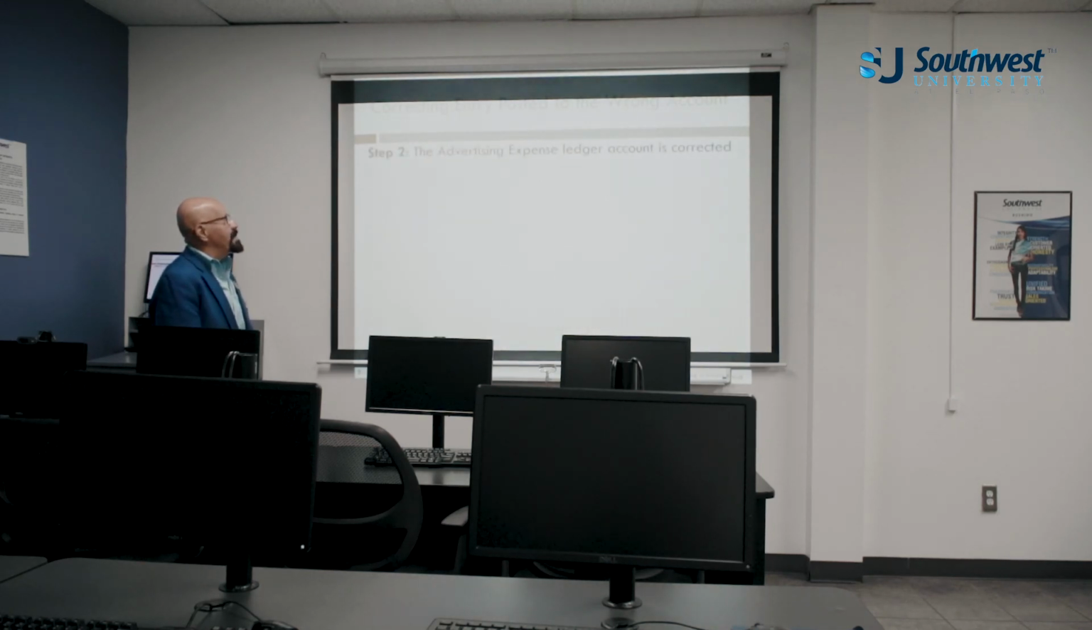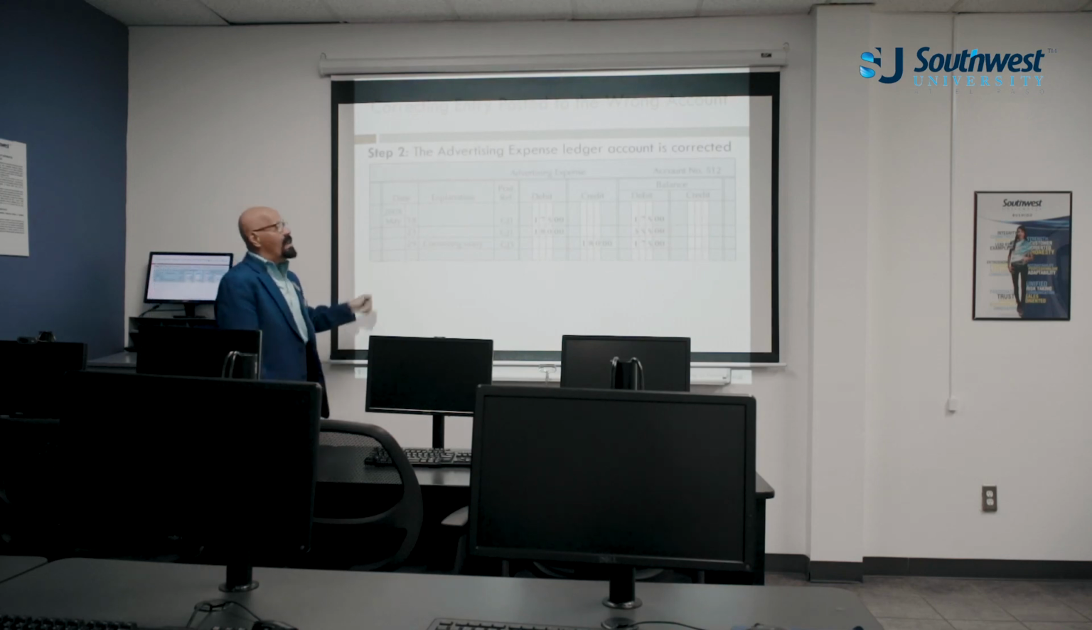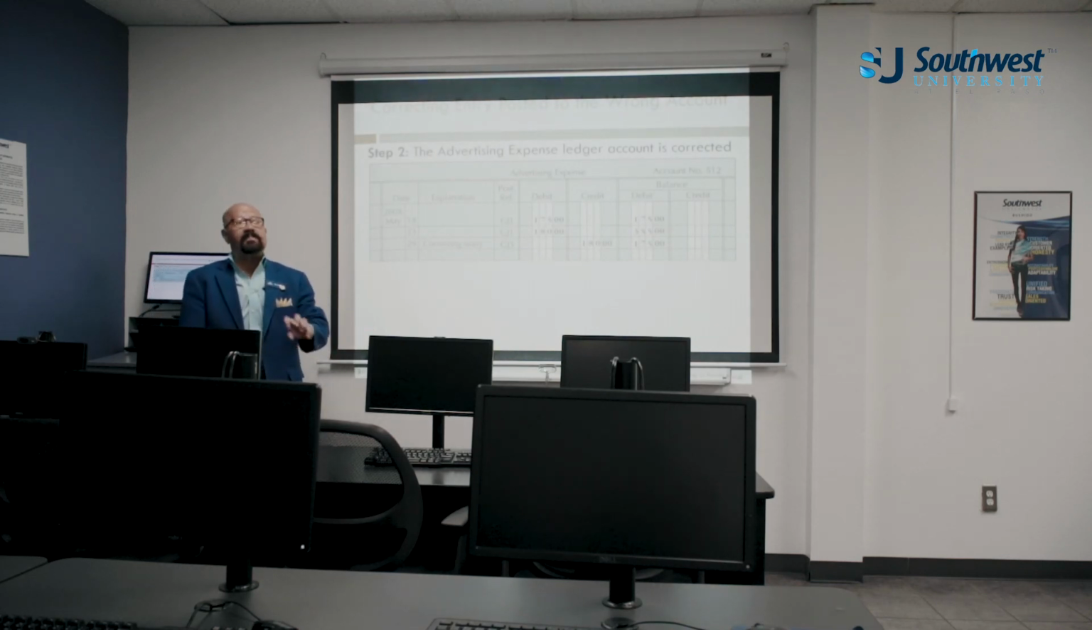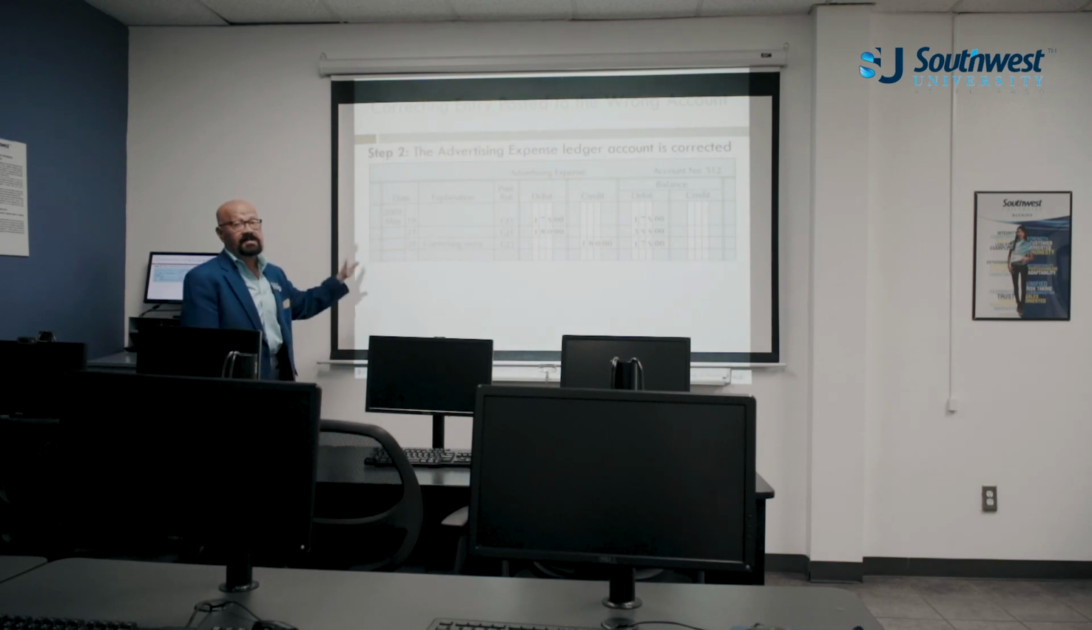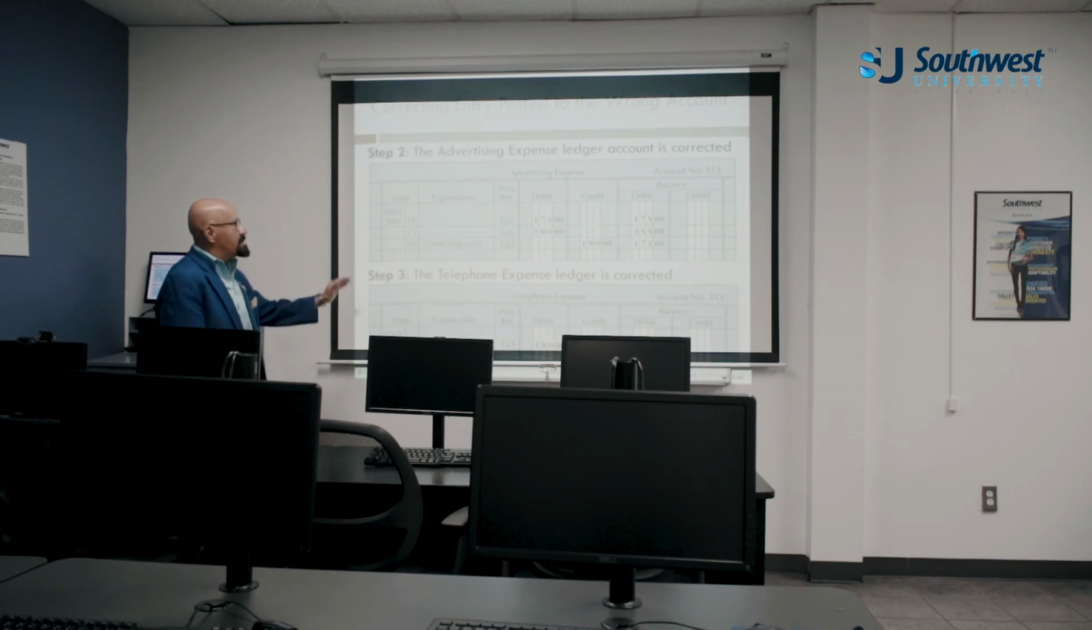The advertising expense ledger account is corrected, so we have the right amounts. And we want to make sure we have the right amounts, because all of this information, we make business decisions based on this. So we want to make sure it's absolutely correct. And then the telephone expense ledger is corrected.